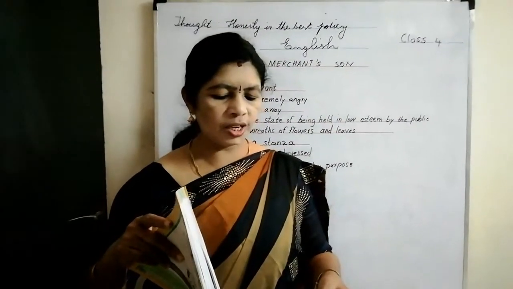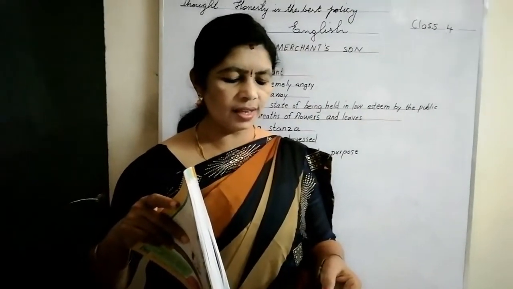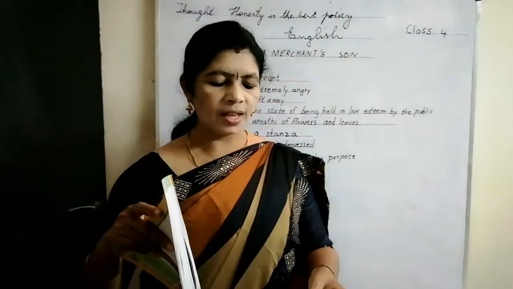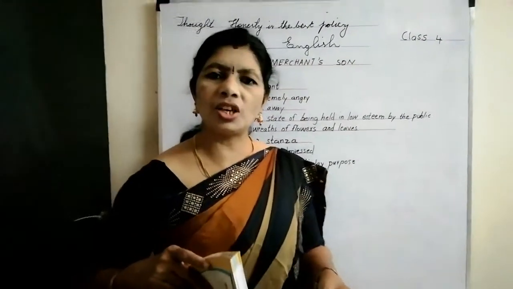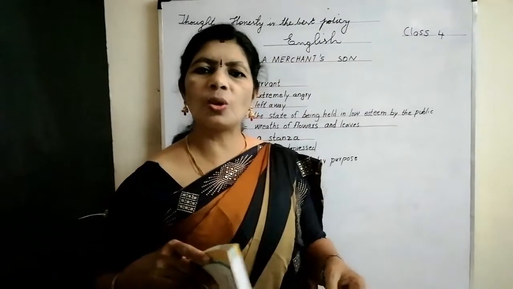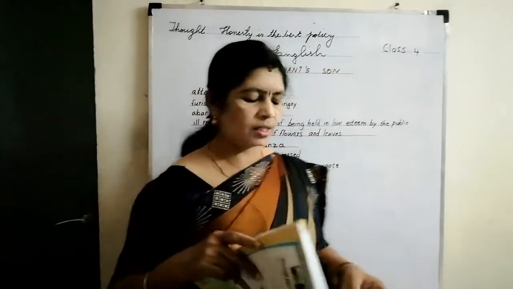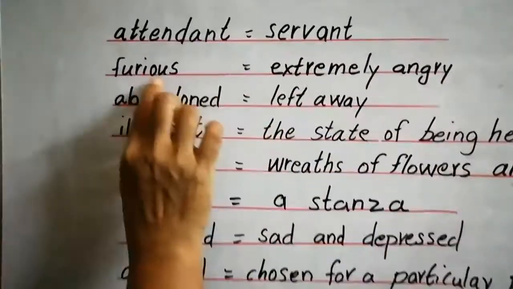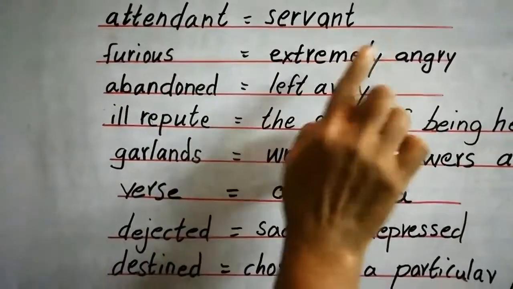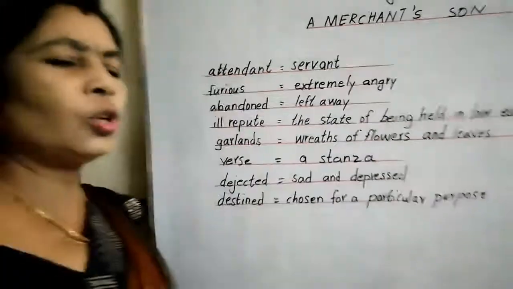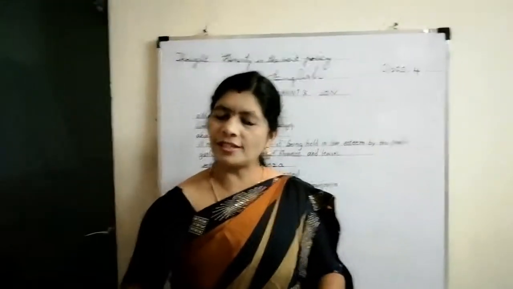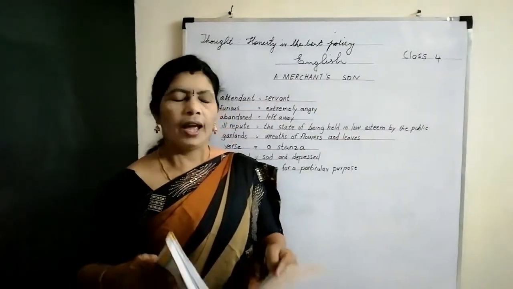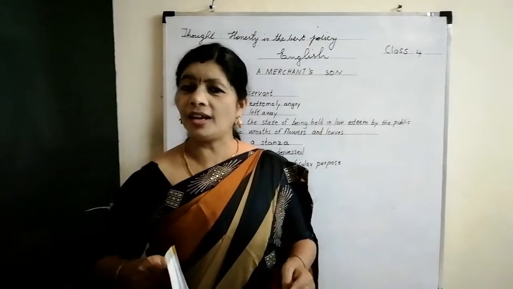She got furious when she realized he was not the handsome prince. Immediately she noticed that he was not the prince. Furious means extremely angry. Okay. So, the princess was very furious. Extremely, she was very angry.